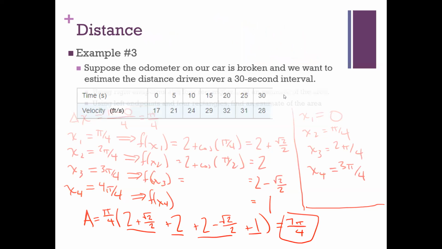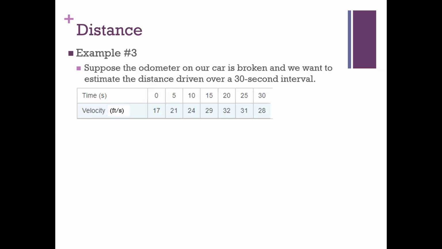So another measurement we could take with this is finding distances. I have an odometer on my car, it doesn't work, but I do have this information from me driving a car. Every 5 seconds it takes a speed measurement. Can I apply what we've done the last couple class periods to try to estimate a distance from this information here?